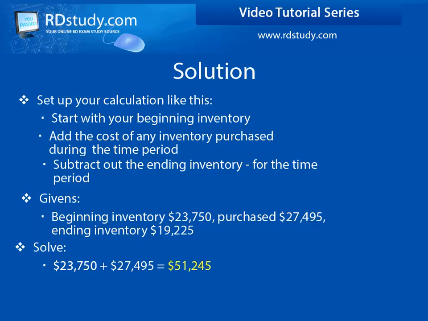$51,245. This value is also known as the cost of goods available for sale, as some of our inventory still remains. So now subtract out what still remains in inventory, which is $19,225. So your cost of goods for March is equal to $32,020. This value is essential when solving for the inventory turnover as well as the gross profit and loss.